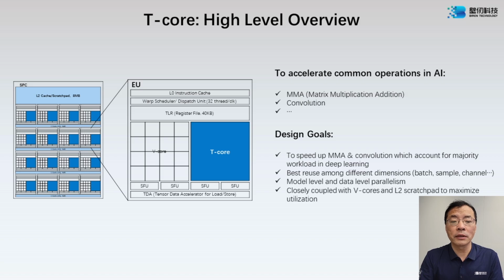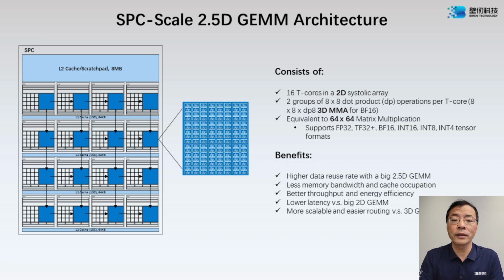The T-core is designed to speed up the most commonly used operations in AI, such as MMA and convolution. This calculation usually accounts for over 80% of the workload in deep learning. Lots of the PPA gain in BR100 comes from the design of the T-core, which has a much better data reuse rate with its output stationary design and less SRAM access. The T-core inside the EU can do 128 DP8 and add operations for BF16 format, or 128 DP16 and add operations for INT8. The 16 T-cores form a 4x4 2D dot-product array, so we have a hybrid 2.5D GEMM that does a 64x64 matrix multiplication in 16 cycles for BF16.